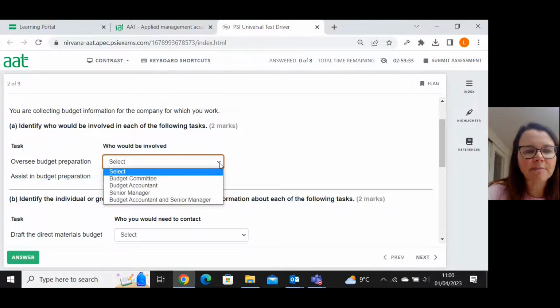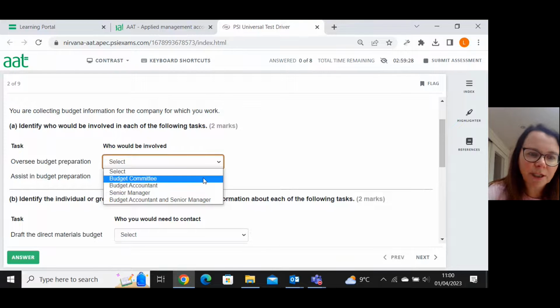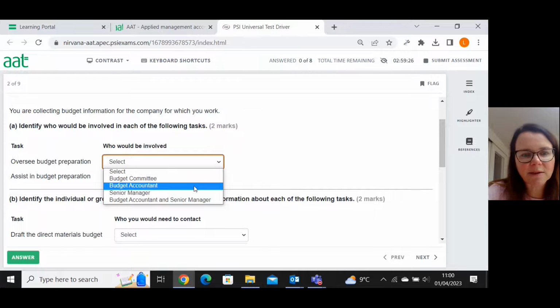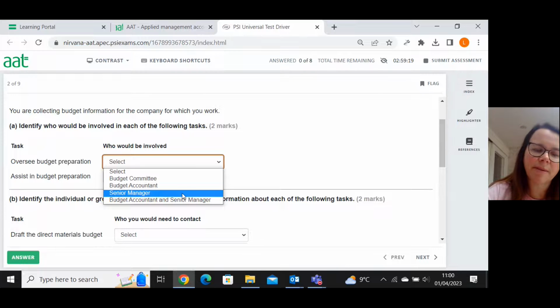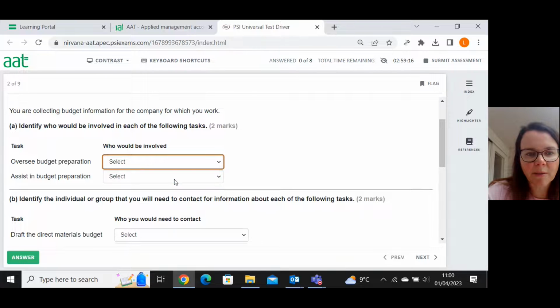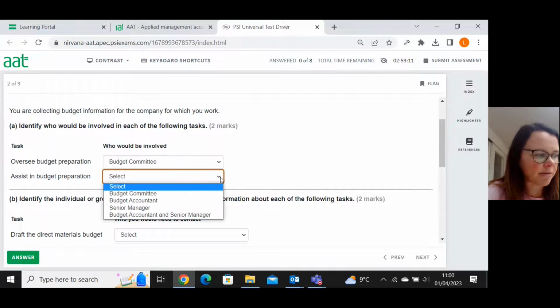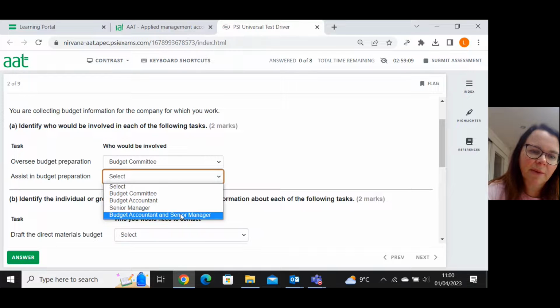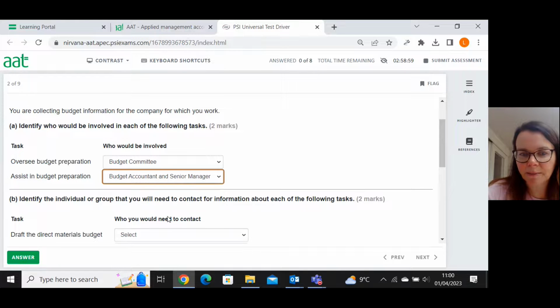So overseeing budget preparation, well, that's the job of the budget committee. The budget accountant gets involved with the budget preparation. The senior manager obviously has input because they have the industry knowledge. So that one will be budget committee, overseeing it. Assisting in the budget preparation, well, that's kind of a 2-person job. You would have the budget accountant doing the actual figures and the senior manager with some input as to what those figures should be.